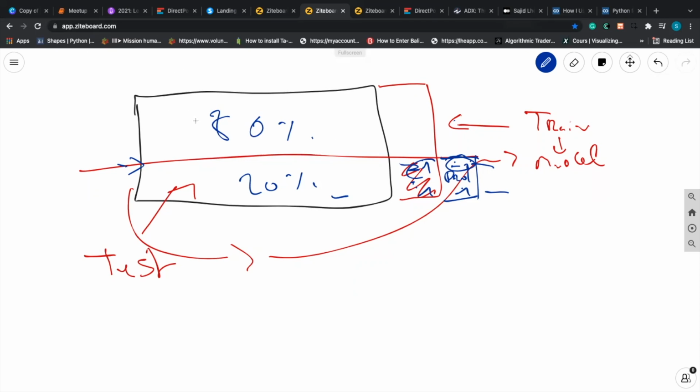Essentially, the 80/20 value depends on the size of the dataset. For instance, as you said, Valentin, if you have a much bigger dataset, let's say 10,000 values, you can go with a split of 95/5.